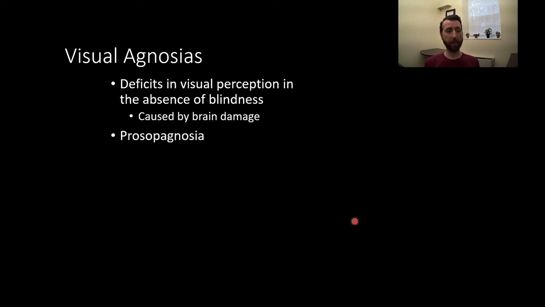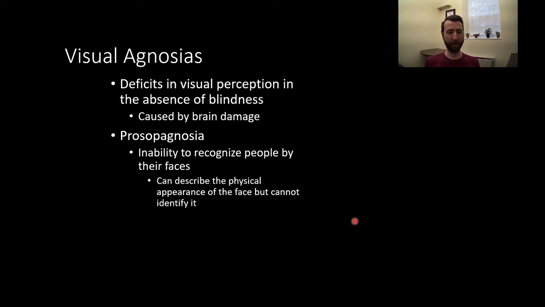So one example of this is prosopagnosia. This is the inability to recognize people by their faces. So somebody with prosopagnosia could describe the physical appearance of a face but not identify somebody based on their face. This is caused by a particular region called the fusiform face area, or the FFA. So someone with prosopagnosia would be unable to identify someone, even someone they know rather well, based on just their face. So they might not know their daughter or a famous person or even their own face.